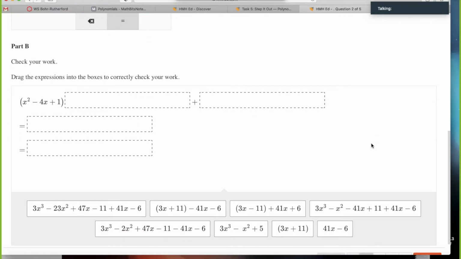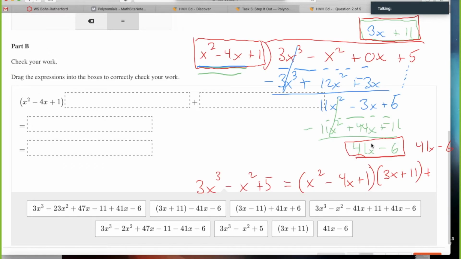Oh, and they want us to check our work. Come back to the original equation. So to check our work, you're going to multiply all this together. Oops, I accidentally deleted part of it. You're going to multiply all this together and make sure it equals that. So let's do that after I make some room here.